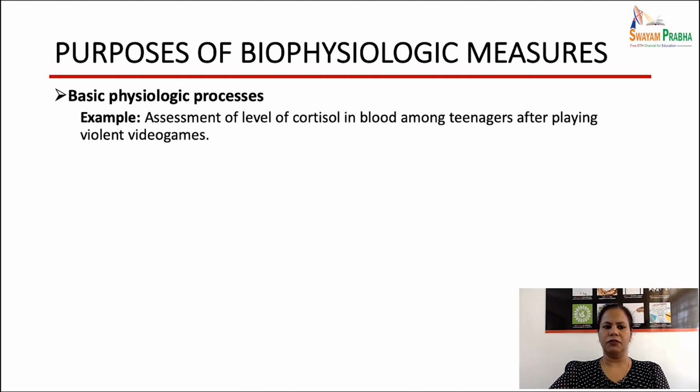The example here I would like to give you is assessment of the level of cortisol in the blood among teenagers after playing violent video games. So the cortisol level assessment is a type of biophysiological measurement. After the violent video games, sometimes cortisol levels can go up because the stress levels go up, so that can be assessed through the biophysiological measurements.